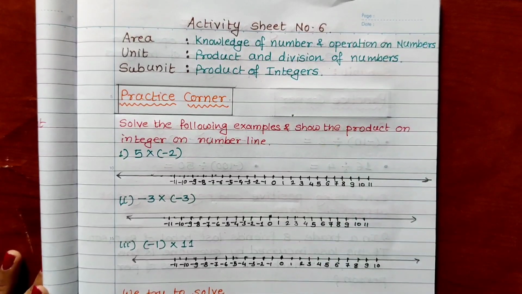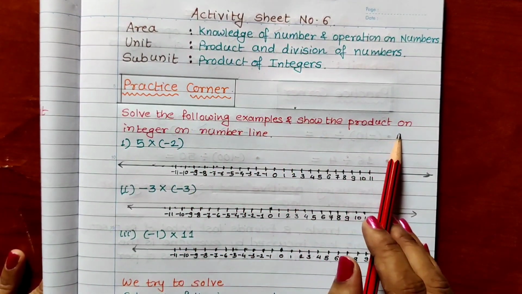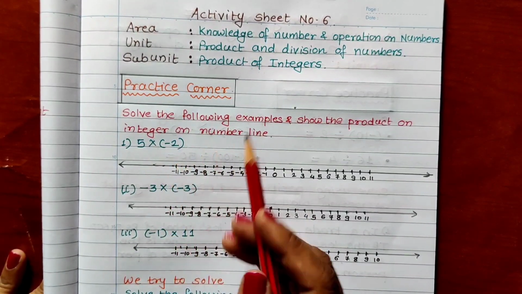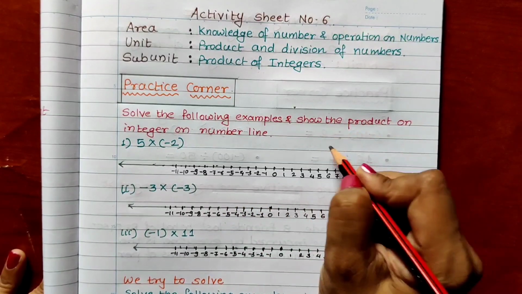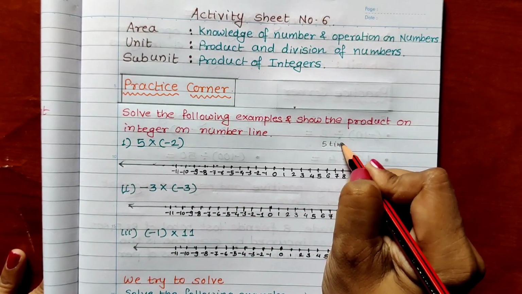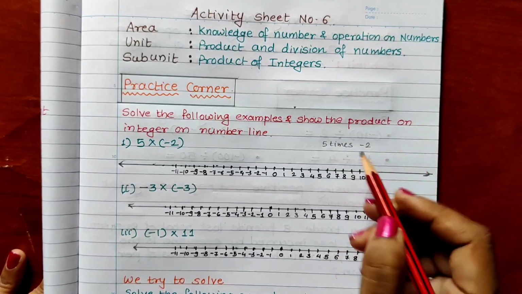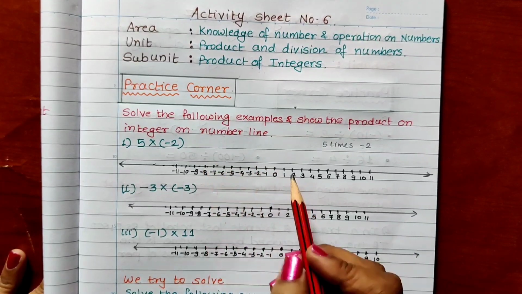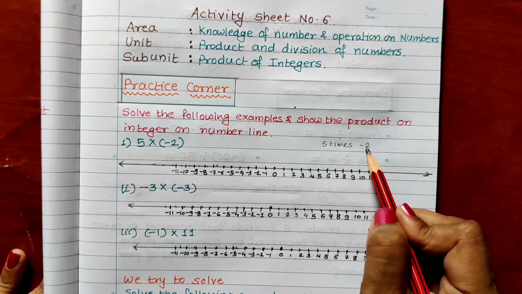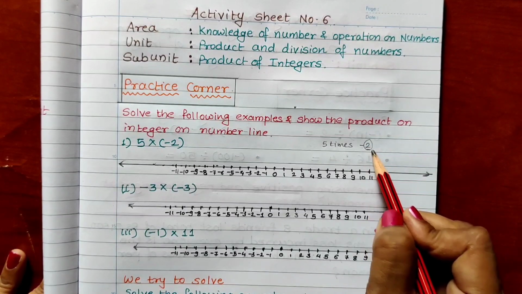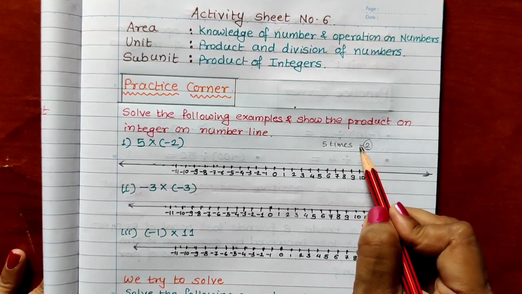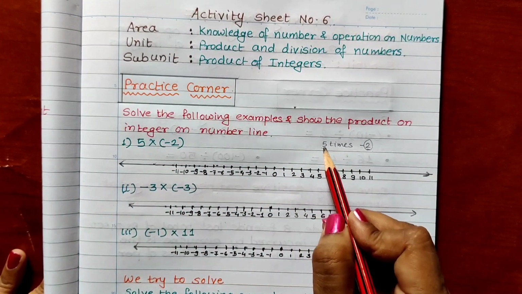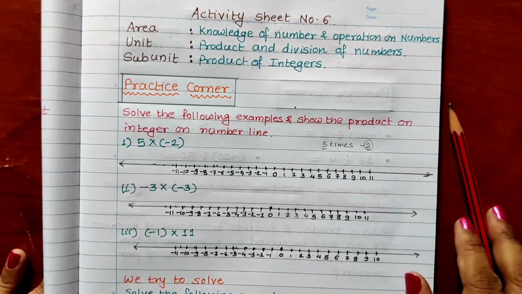So let us see. First sum, solve the following example and show the product of integers on number line. First there is 5 multiplied by minus 2. What does it mean? 5 times minus 2. So minus sign is there, that means we have to take the jumps on the left hand side of 0, and jumps of 2 units, because 2 is there. Minus sign is there, so we have to take the jumps on left hand side. How many jumps? 5 times means 5 jumps.